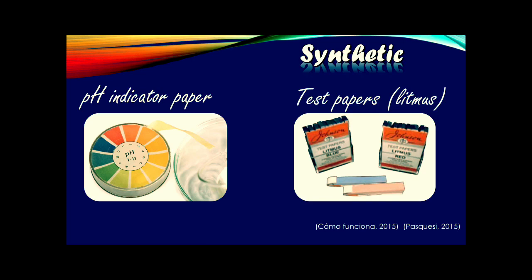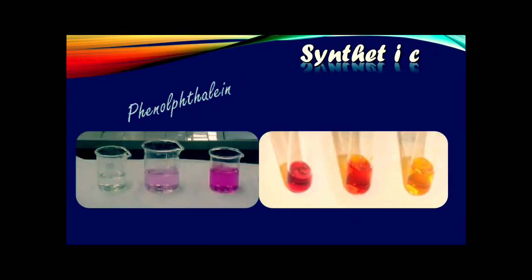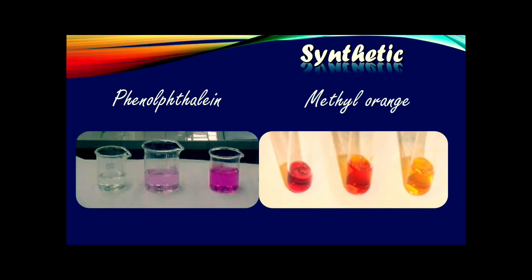We can also find liquid synthetic indicators such as phenolphthalein and methyl orange. Phenolphthalein was used, if you remember, in our experiment with sodium in water, and it turns pink in the presence of a basic solution. In the case of methyl orange, if you have an acid solution, it turns red, and if you have a basic solution, it turns yellow. These are only a few examples of what you can find out there.